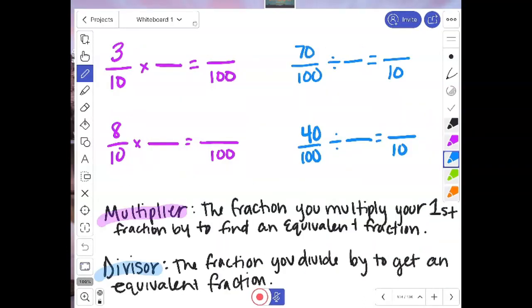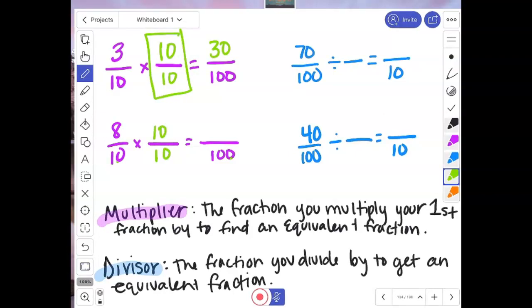All right, last slide. The multiplier would be the number or the fraction that you multiply that first fraction by to find the equivalent fraction with the other denominator. So if I want 10 times what equals 100, it's always 10. 10 times 10 is always 100. So this has to be the same. The multiplier fraction or the divisor fraction has to be equivalent to 1, so the numerator and the denominator must be the same. That means 3 times 10 is 30. If I want 10 to be 100, I've got to multiply it by 10. If I multiply the denominator by 10, I sure better multiply that numerator by 10. So that means it's 80. Those are what are called multiplicative equations.